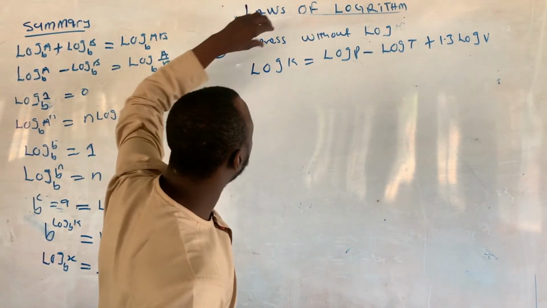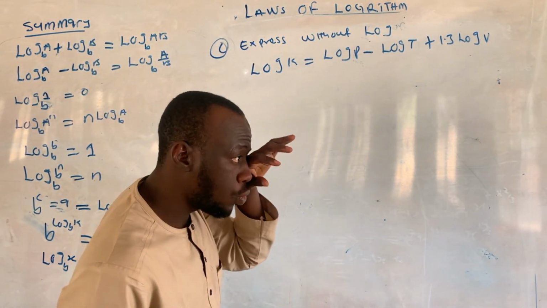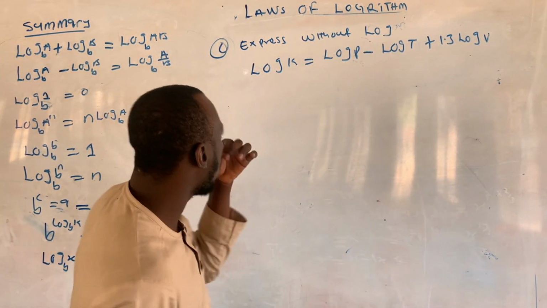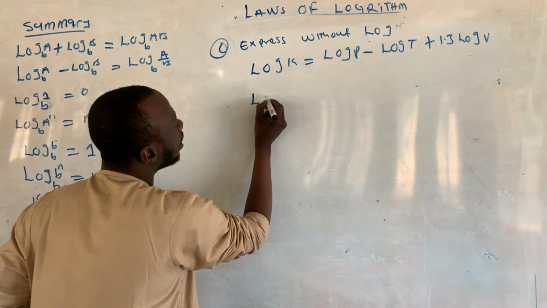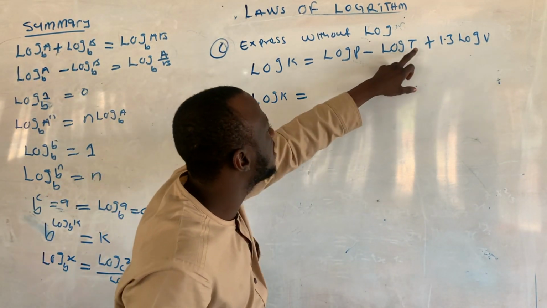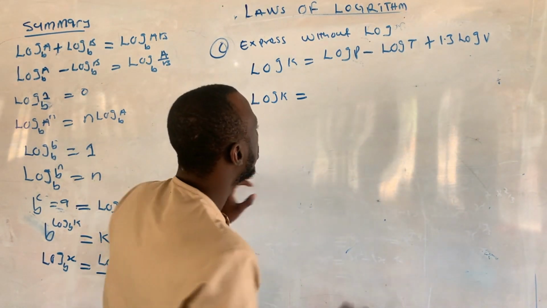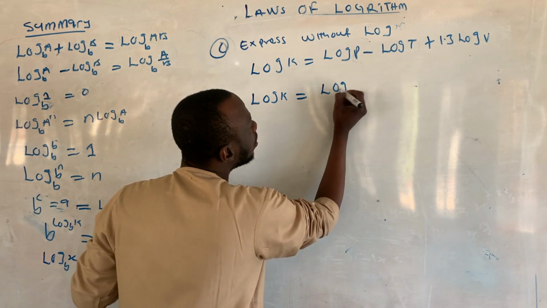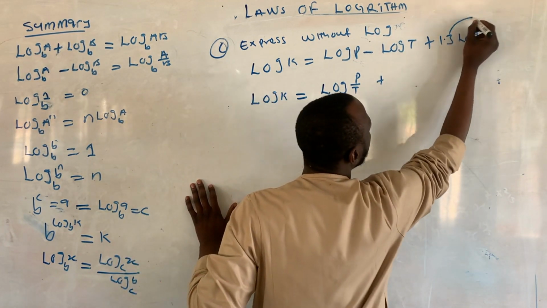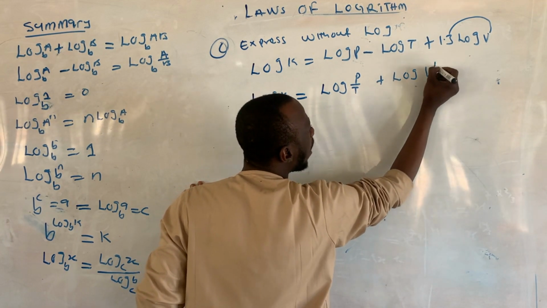We are going to solve this question. The question says express without log, meaning we are going to remove this log sign from this question. So now, the question says here we have log k is equal to, now between p and t is a negative sign, meaning we have to divide p and t. We say log p over t plus, this value can come up to this. We have log v power 1.3.